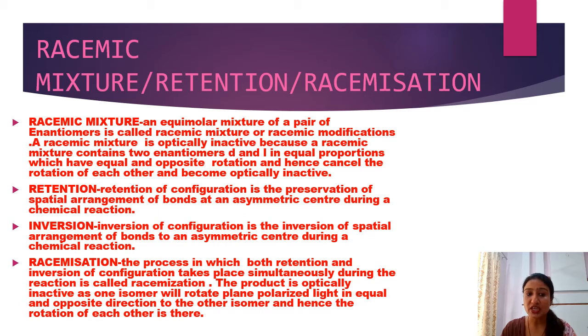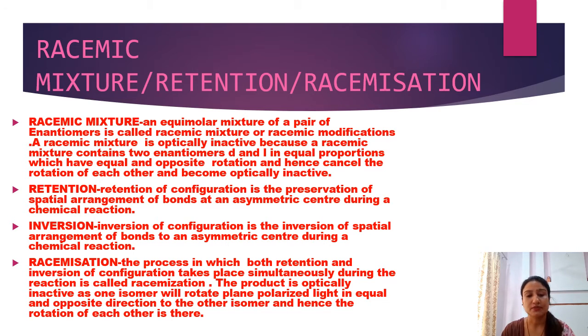Next is racemic mixture, retention, inversion and racemization. Firstly, the racemic mixture. An equimolar mixture of a pair of enantiomers is called racemic mixture or racemic modification. A racemic mixture is optically inactive because it contains two enantiomers, D and L, dextrorotatory and levorotatory, in equal proportions, which have equal and opposite rotation and hence cancel the rotation of each other and become optically inactive. These are defined as racemic mixtures.